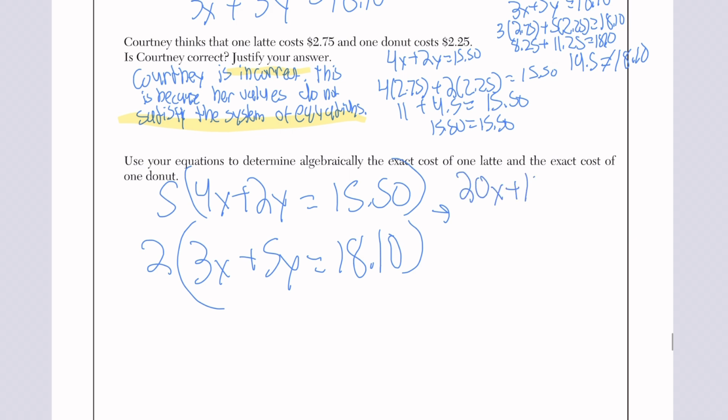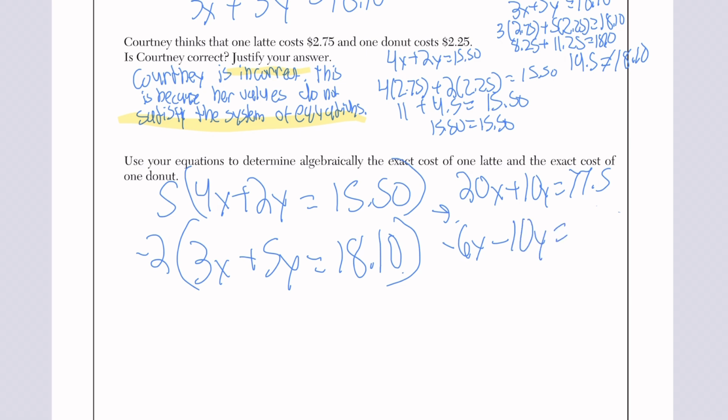20x plus 10y is equal to, remember that you multiply the total cost too. You can't forget about that because that can change your whole answer. You get 77.5. Now, for this one, it is going to be 2, but we're going to make it negative 2 because we want to cancel out the y's, because then we're going to be left with x and we can find x. So if we do negative 2, we're going to get negative 6x minus 10y is equal to negative 36.2.